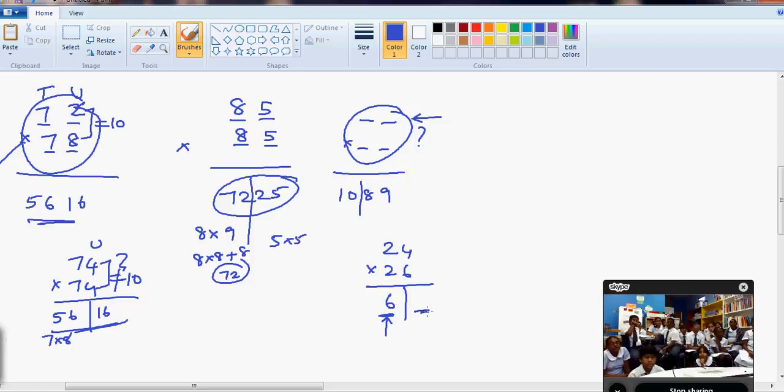6, and right side 24, right? Now let's say I divide this number by 2 and I multiply this number by 2. Then 24 divided by 2 will be what? 12. And 26 multiplied by 2 will be what? No, 20.